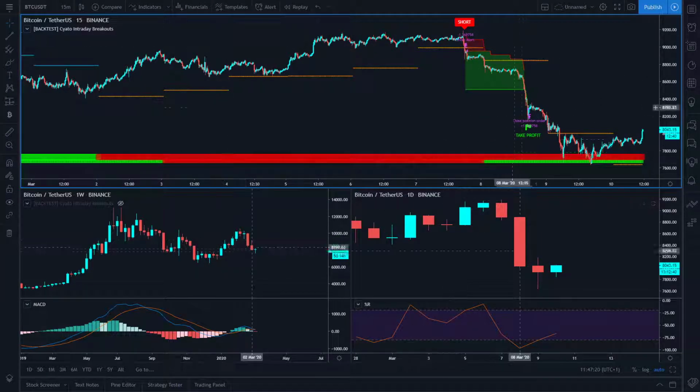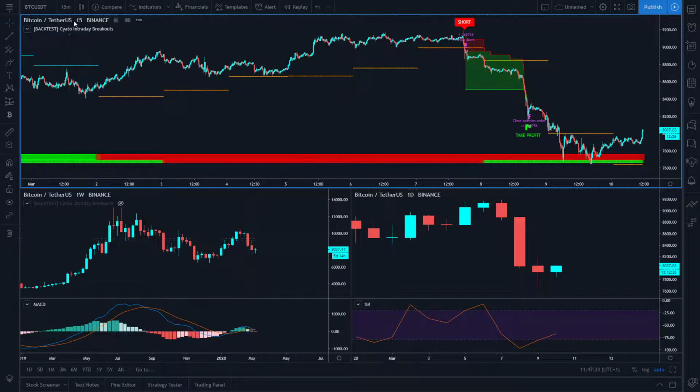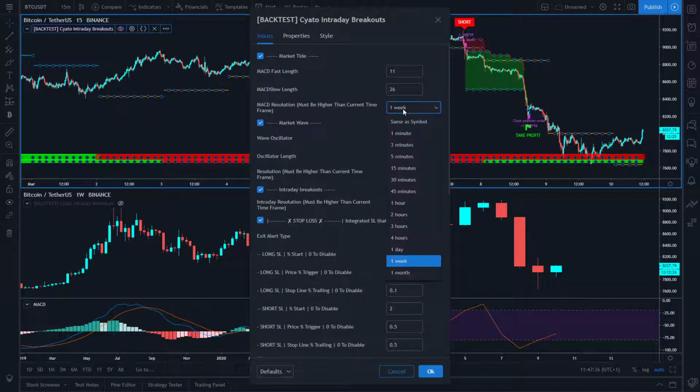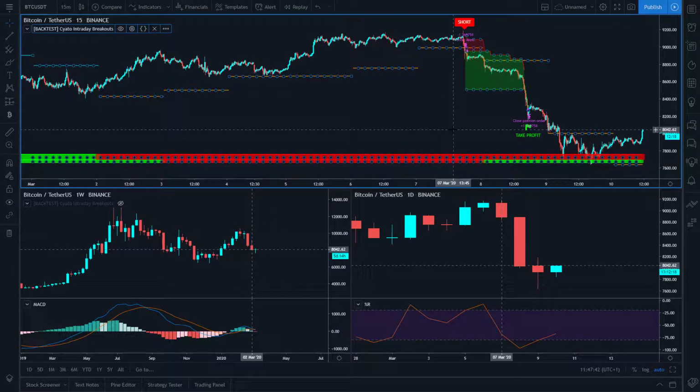So yeah, I use different time frames, and to make sure the indicator does not repaint, you have to use a higher or equal time frame to the current chart. So here the current chart is 15 minutes, meaning we have to use a time frame higher than that, higher or equal. So here we are good.